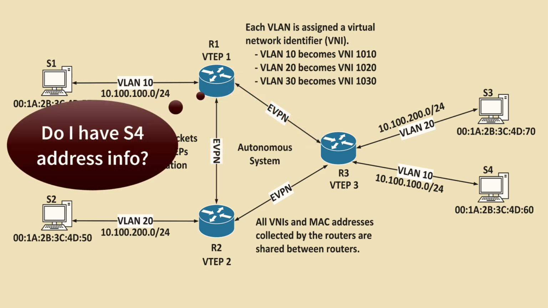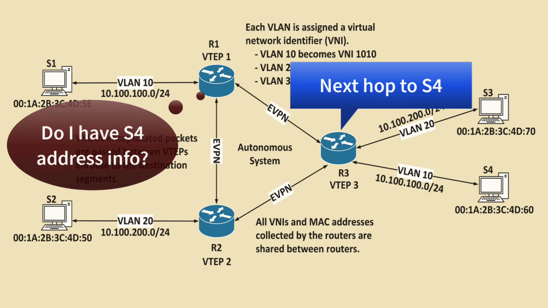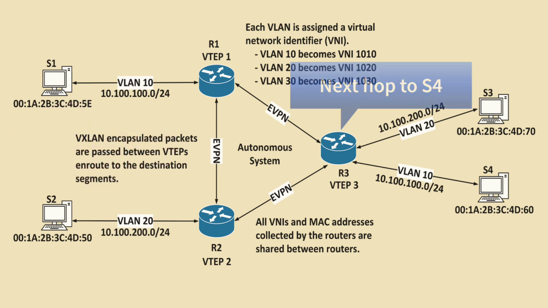R1 looks for an entry in its EVPN table that tells it that the next hop for S4 is R3. If there is no entry for S4 in the EVPN table and the VXLAN is running in flood and learn mode, the VTEP forwards the packet to all other VTEPs in the VNI. Otherwise, the packet is dropped.